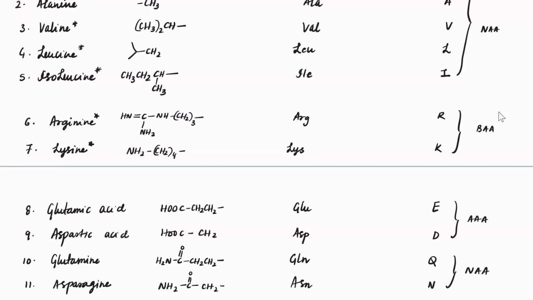If the propyl guanidine is present, that is arginine, ARG and R, not A, it is R. Similarly, if you have four carbons and one extra NH2, it is a basic amino acid which is called lysine and K. Lysine is represented as K. Clear?